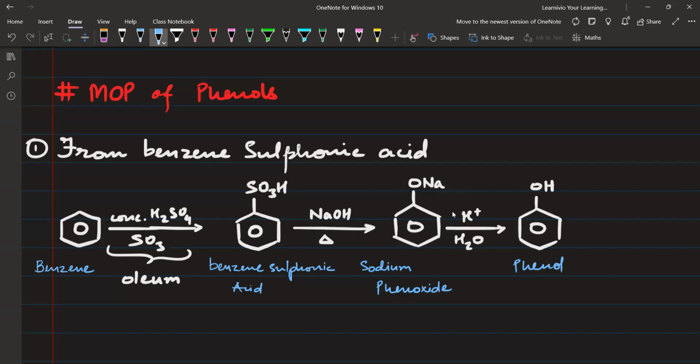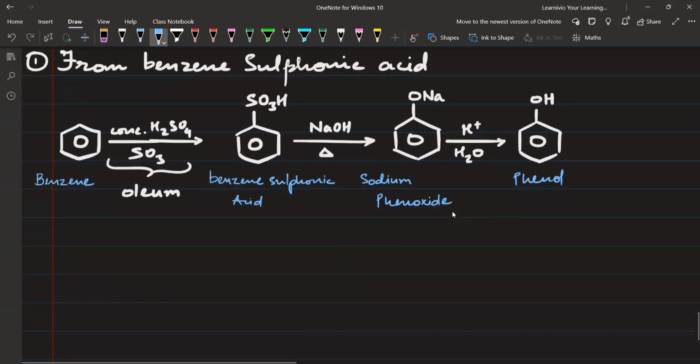Why don't we get directly phenol? Because we are having sodium hydroxide, which is basic in nature. So even if we get phenol, it will be converted to sodium phenoxide by acid-base reaction. Can I move on? Second one is quite interesting. Yes, sir.